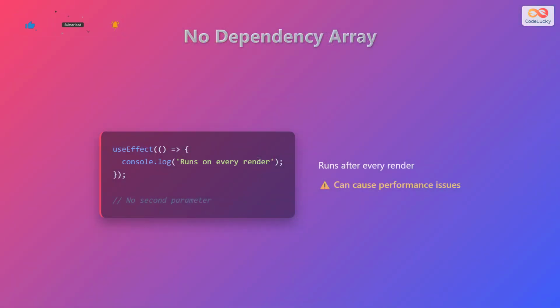When you don't provide a dependency array to useEffect, the effect function runs after every render of the component. This can lead to performance issues if the effect is expensive or unnecessary. Consider this example: useEffect with no second parameter will run after every render. Keep in mind that this behavior can cause performance issues.